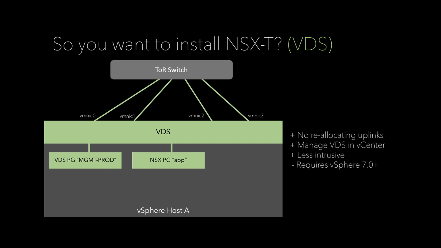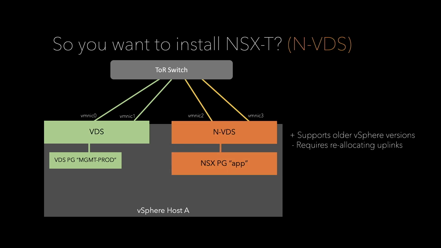As far as drawbacks, the only drawback I can really think of to this model is right here. You have to be on vSphere 7.0. Specifically, you have to be on VDS version 7.0 or newer. If you're not, for any reason, you can't do this option, and you should be looking at the NVDS option back here. That would be your model if you're not on vSphere 7.0.